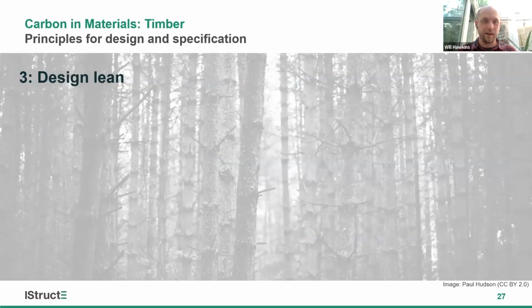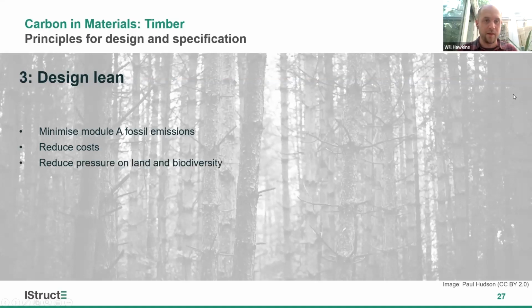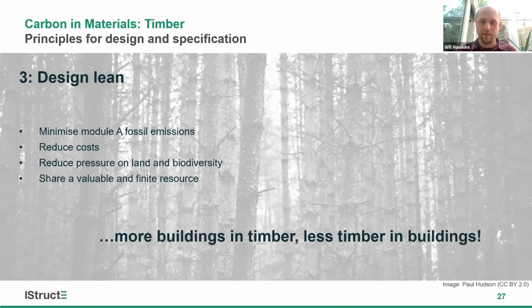And finally, design lean. So why should we design lean? Well, we're going to minimize module A fossil emissions, which are going to be dominant and permanent. We're going to reduce costs, which makes timber more likely to be used over potentially more carbon intensive steel and concrete alternatives. It reduces pressure on land and biodiversity, and it enables a valuable but finite resource to be shared more widely, so we can make more timber buildings if we use less. So in summary, more buildings in timber, less timber in buildings.